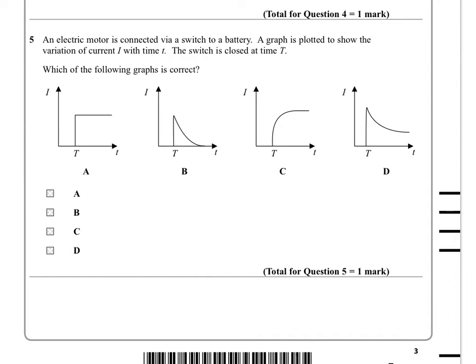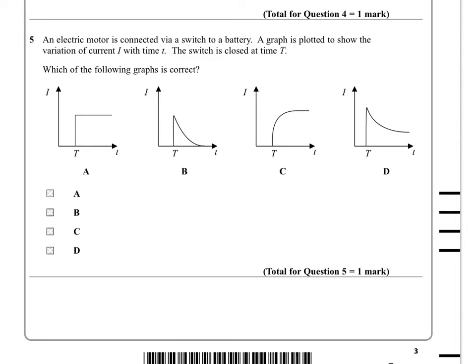Question 5. An electric motor is connected via a switch to a battery. A graph is plotted to show the variation of current I with time t. The switch is closed at time t. Which of the following graphs is correct? This question is recognizing the fact that once the motor spins, it will have a dynamo effect. So if, for example, we just turned the circuit on and didn't let the motor spin, then we would get constant current.